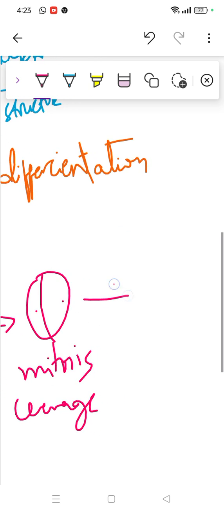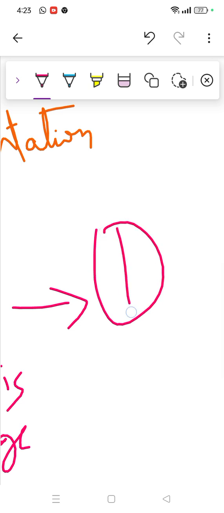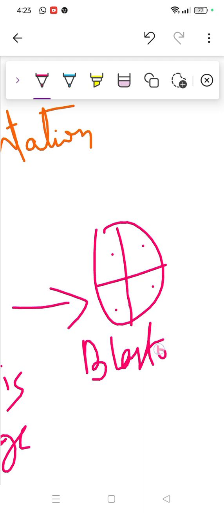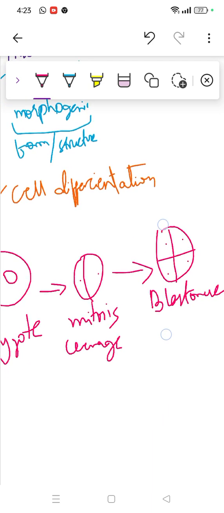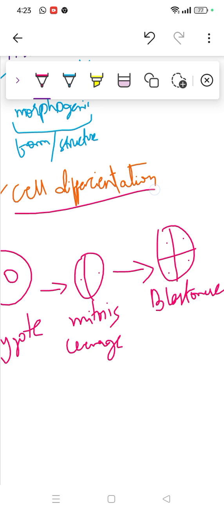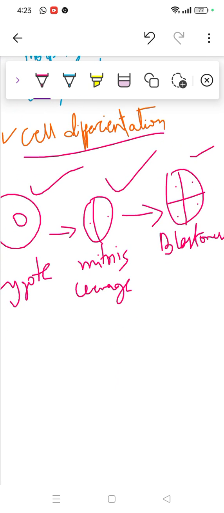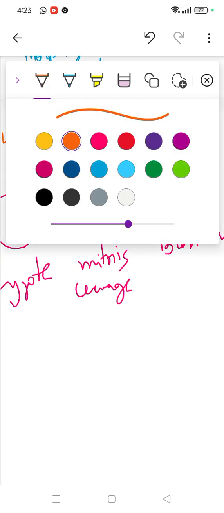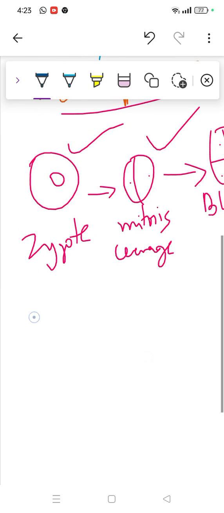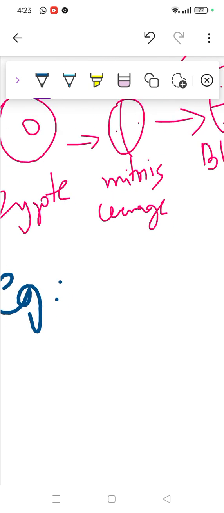Then comes the blastomere, which means the divided cells. Every single cell is called a blastomere. So they are involved in cell differentiation and they are present within the blastomere. This means cytoplasm would be in these three. After that it becomes more fused and makes the morula, which is about 60 cells combined. And then we have taken an example.